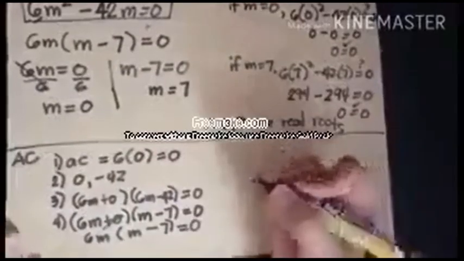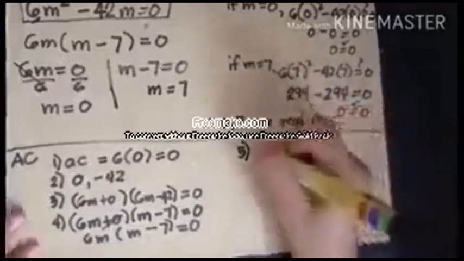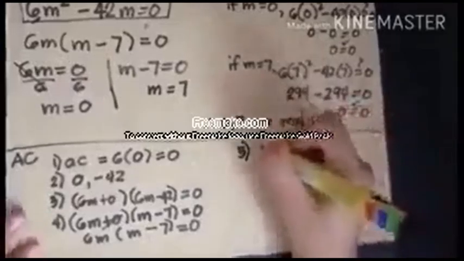Since 0 na to, pwede na nating i-cancel out actually yan. So, we have 6m times m minus 7 is equal to 0. Okay? Then, fifth step, we equate each binomial factor to 0. Again, we are going to apply the ZPP or the zero product property.